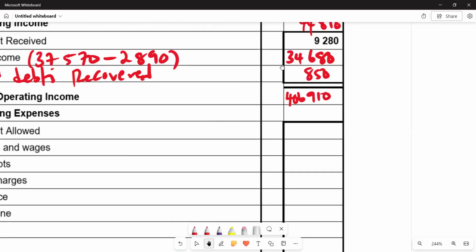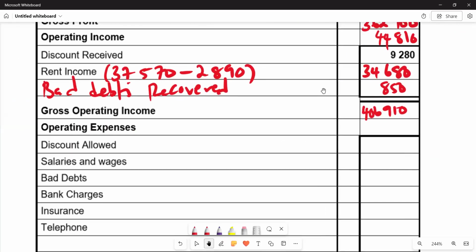So we are here. We are saying discount allowed in brackets. The figure that we are given there is 800. Subtract 80. And then the answer that we are supposed to get there is 720.